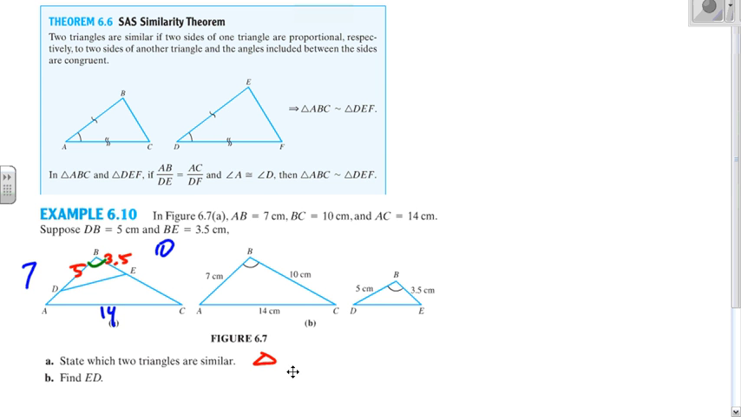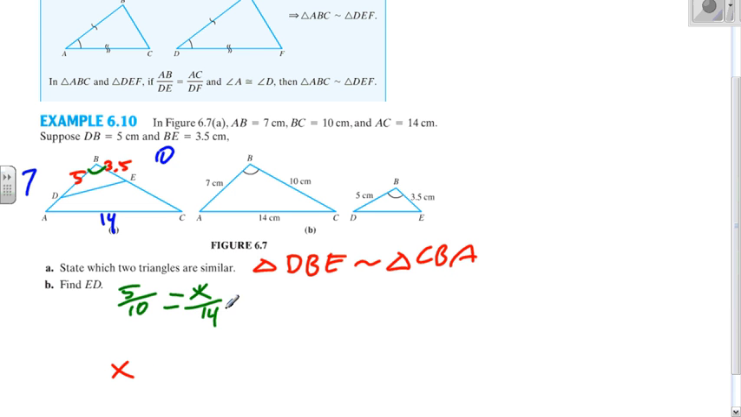Writing them in order would be triangle DBE is similar to triangle, then we have to start with this side, CBA. And then to find the length of ED, the ratio will be 5 to 10 equals the side DE that we're trying to find, for right now we'll just call it x, over 14. Can reduce to 1/2, so we get 2x equals 14, so x equals 7, which is the length of ED.